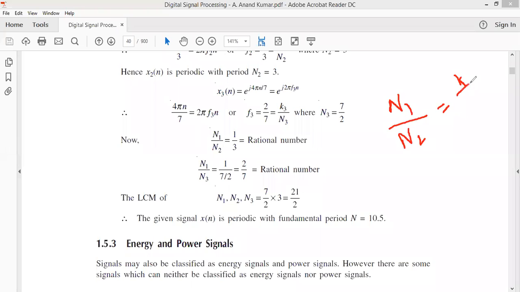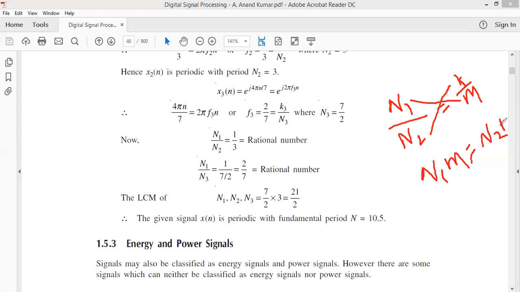So how do you find out N here? N can be found like this: m1 into n1 into m is equal to n2 into k. So if you have only two signals, then we will find the period like this: n1 into m is equal to n2 into k. Using that we have to find out what the period is.